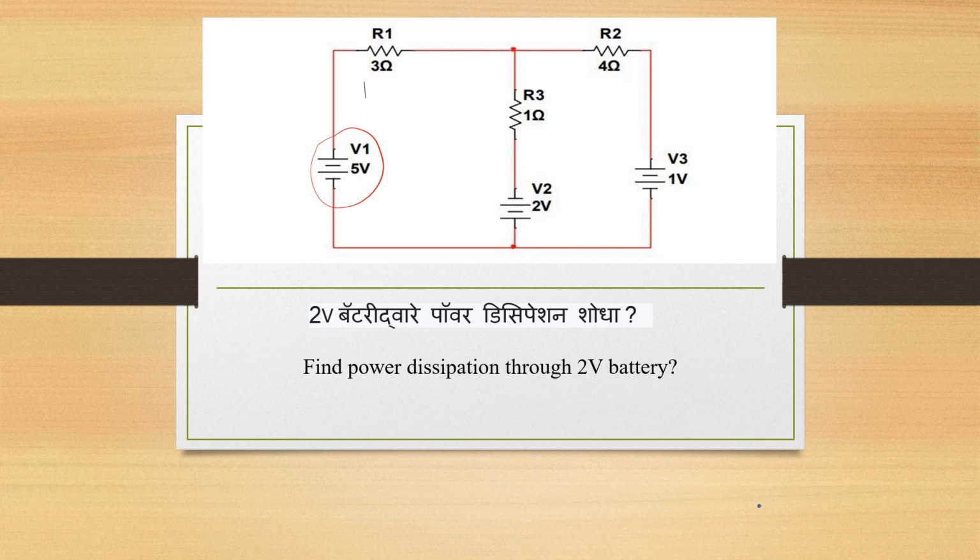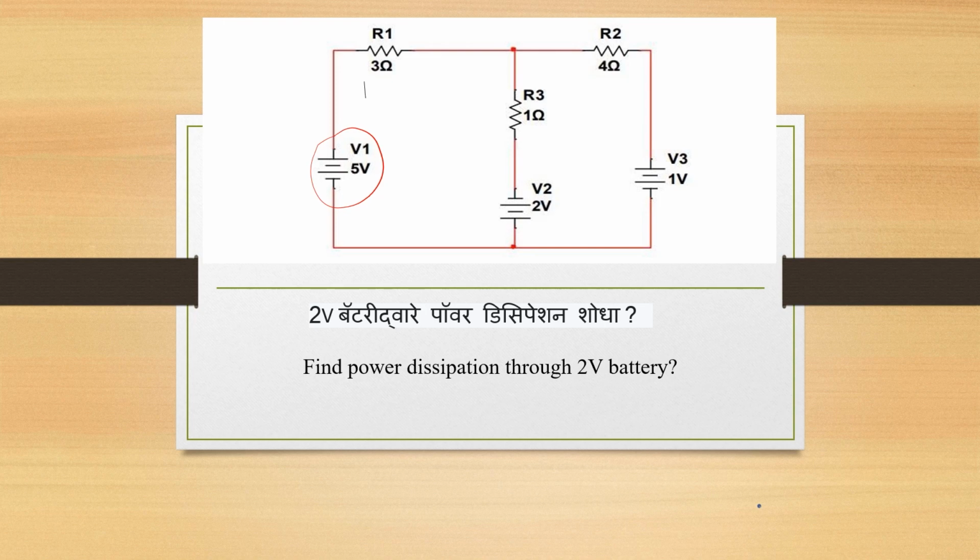For the above circuit, my first observation is that it is a DC circuit because V1 5 volt, V2 2 volt and V3 1 volt voltage sources are connected and all are DC voltage sources. Second observation is that it has two loops, and third observation is that all sources are voltage sources. There is no current source present in the circuit.